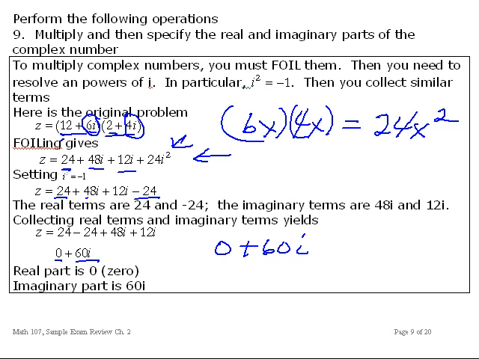It is a complex number. The real part is 0. That's a valid answer for a real part. The imaginary part is 60i.